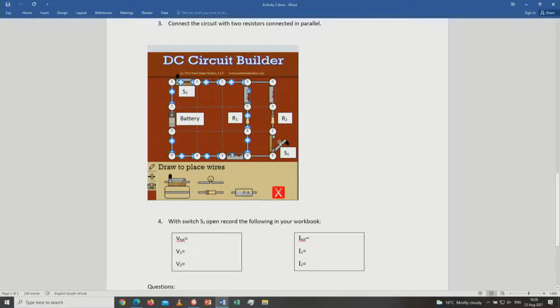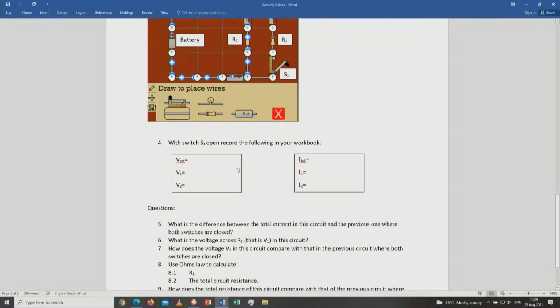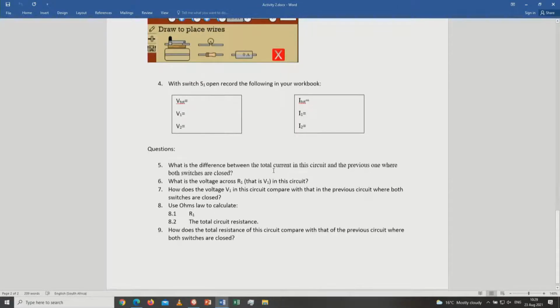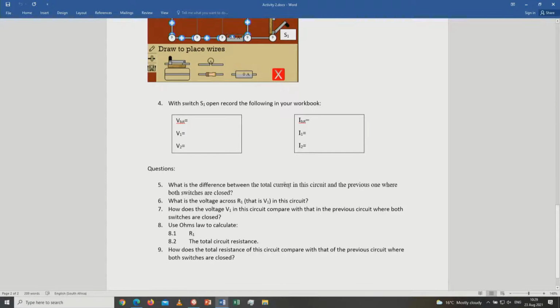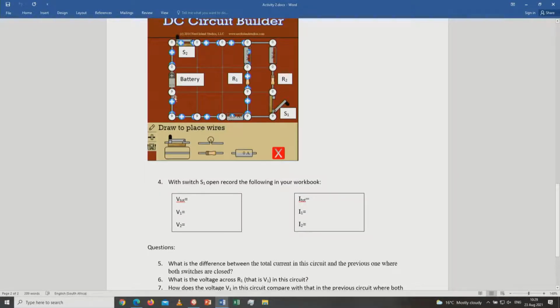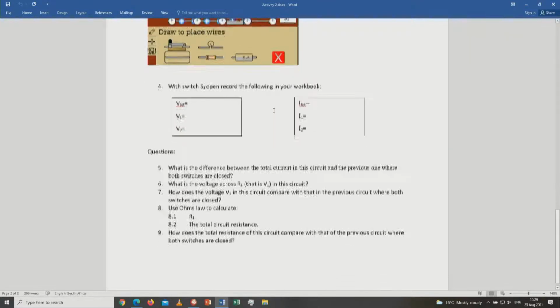Now we open switch S1, and then you can make recordings of what you find. What I would like you to look at here is, what is the difference between the total current in this circuit and the previous one where both switches were closed? So we will look at the total current through the circuit and compare that with the total current when these two switches are closed. I think that is an important thing to note.